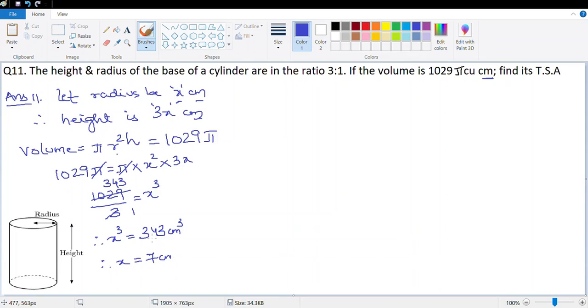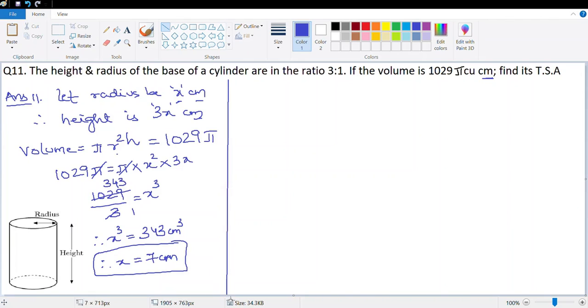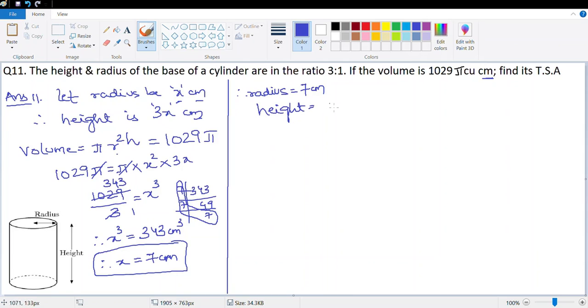We know the cube of 7 is 343. In case you do not remember this, then you will have to do prime factorization. If I do prime factorization, that will be 7, 49, 7, 7, which means I have 7 cubed, out of which 1 will come out. So that's 7 centimeter. Therefore, radius is equal to 7 centimeter and height is equal to 7 into 3, that's 21 centimeter. Next step, calculate the total surface area.